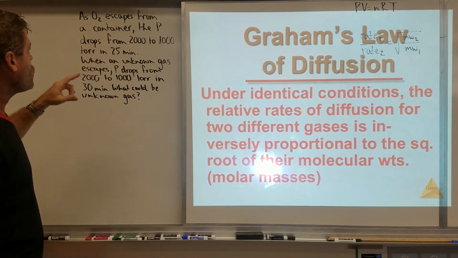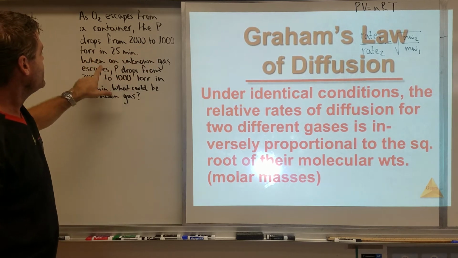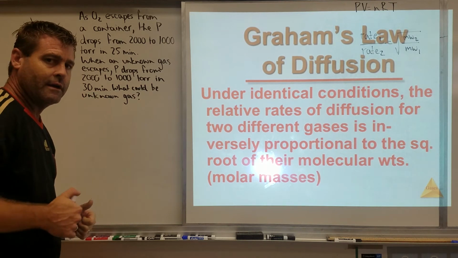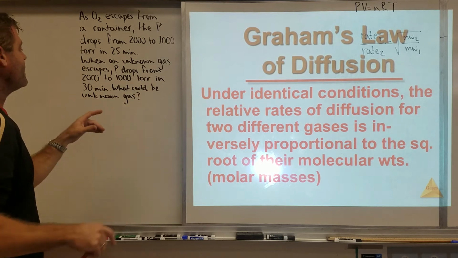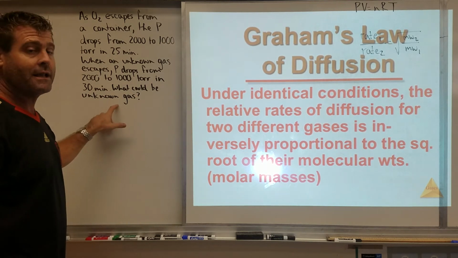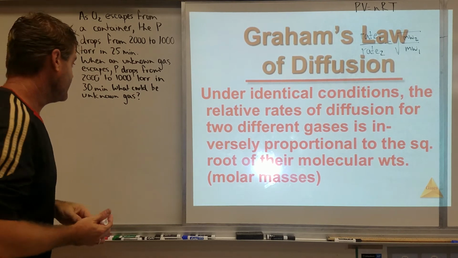You see why? Because look, pressure dropped 1,000 torr in 25 minutes. This dropped 1,000 torr in 30 minutes. You can see this molecule is moving slower. And why is it moving slower? Because it's heavier. So if I calculate the molecular weight of this, I better get a molecular weight that's heavier than the molecular weight of oxygen. That's a good way I could potentially check myself.